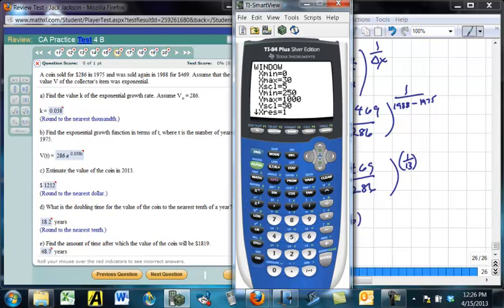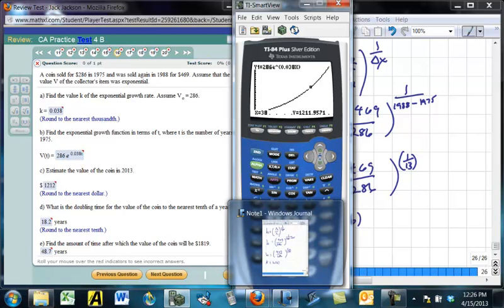So let's go out 50 years. If we do that, we might want to go a little higher. Let's go 2000. Okay, now do trace 38 years. There we go. 1,211, 1,212. We round it off to the dollar.